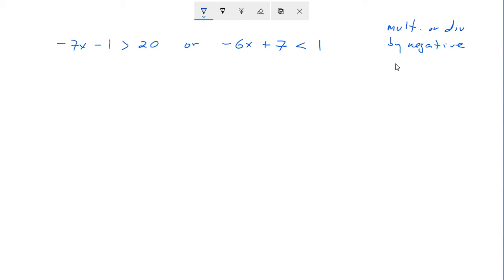So if you multiply or divide by a negative, you must reverse the inequality. That's just one thing that students sometimes forget. So if it's greater, it'll become less. If it's less, it'll become greater, etc. Okay, so let's begin to isolate x here.